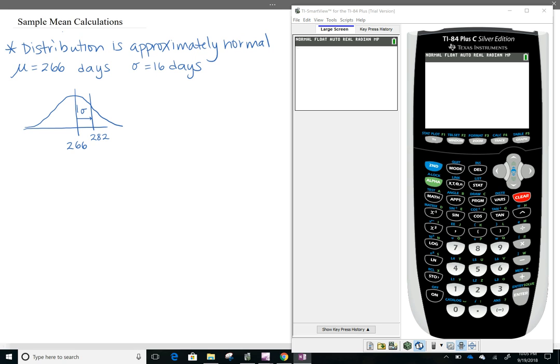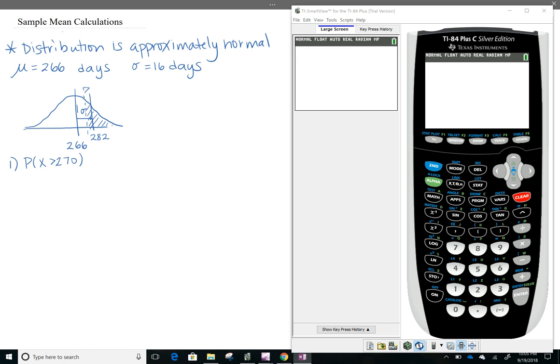The first question is, I want to find the probability that a randomly chosen pregnant woman has a pregnancy that lasts for more than 270 days. This is the question that I'm being asked. The 270, as you can see from my picture, falls somewhere in between 266 and 282. But I'm asking for a greater than, so I'm talking about the probability to the right tail. So if I was to use a chart, I would need to find the complement.